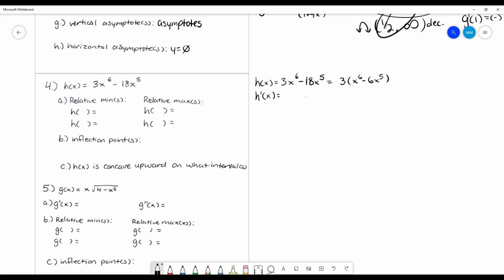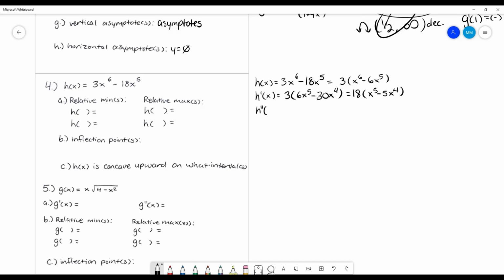So now I can just take the derivative of that inside. So that's going to be 6x to the 5th minus 30x, it's a little easier to multiply, or 30x to the 4th. And now I can factor out a 6 from here. So it's going to be a 6 times a 3, 18, and that's going to be that.